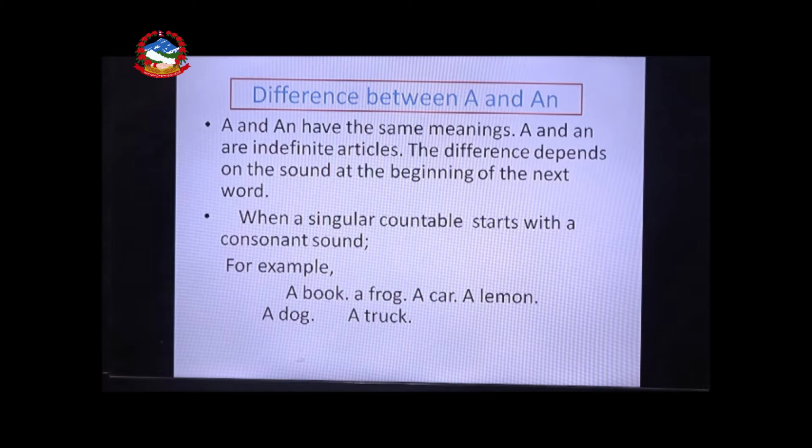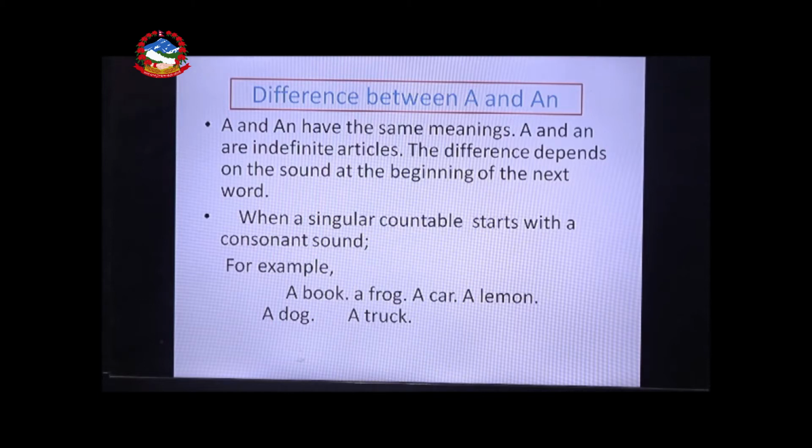Dear students, a and an have the same meaning. Besides it, the difference depends on the sound at the beginning of the next word. Now let's see here. When a singular countable noun starts with a consonant sound, we use the article a before it. For example, a book. Before book, we use the article a.